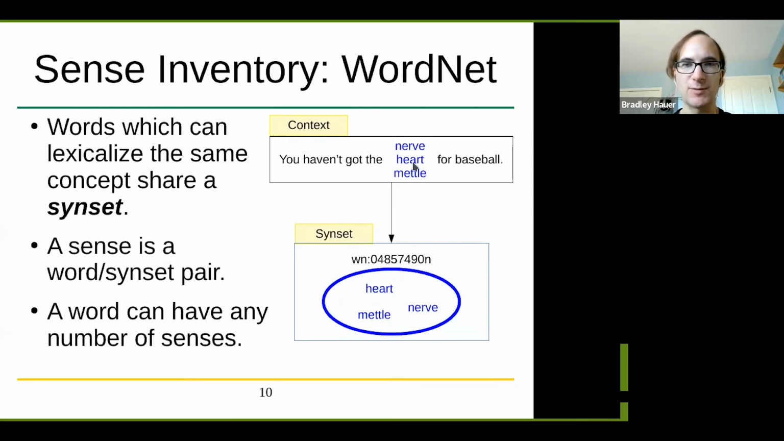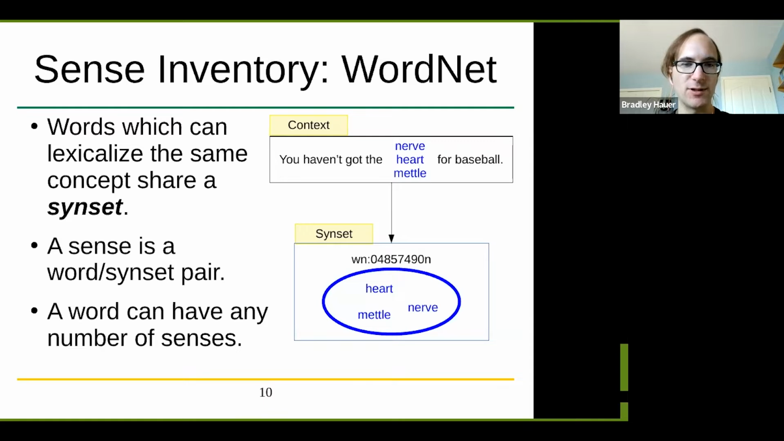So this concept that is expressed by nerve or heart or metal corresponds to this synset which contains the words that can lexicalize it. You can see WordNet assigns an 8-digit identifier to each synset it contains, and that can just be used to uniquely refer to it. It's a bit of an unwieldy system, but it does work. So from that view, a sense just becomes a pair of a word and a synset that it contains. So we can enumerate the senses of a word by looking at the synsets that contain it, or equivalently, looking at the set of concepts that it can lexicalize.